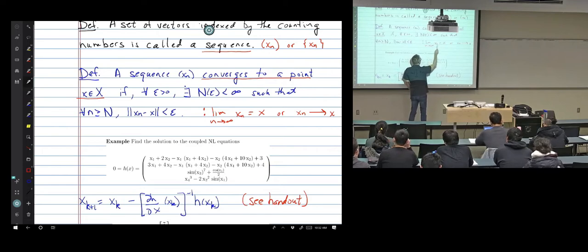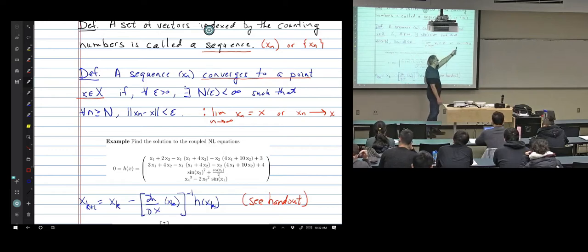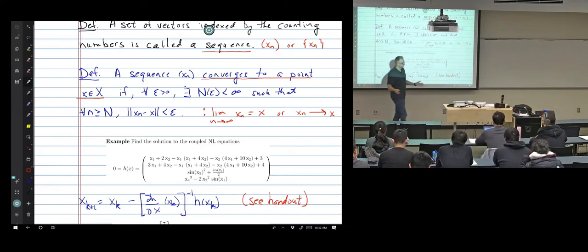Xn is approaching X as n goes to infinity. And sometimes this notation is just too heavy and we just simply write Xn goes to X. Or sometimes we'll put n goes to infinity under the bracket, but it's pretty clear.